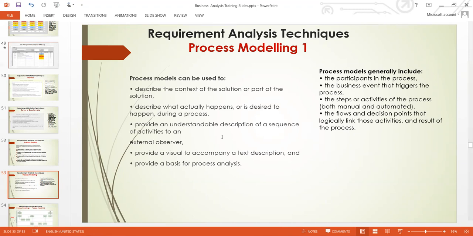When using Lean, we use a value stream map. It's still a process map technique. But the process modeling we are going to look at is the process map.